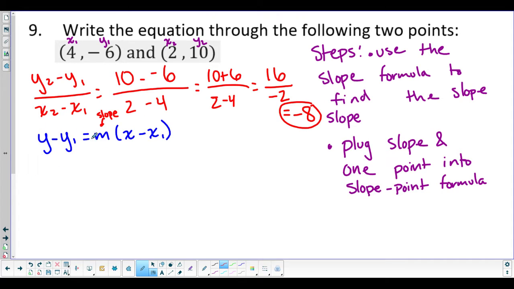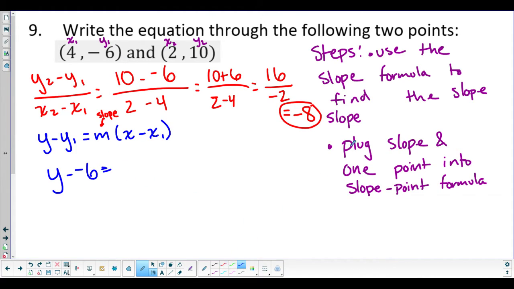And then you leave the y's, the variables without any numbers, like the y1 or just the y and the x. You leave those be, but your y1 and x1 become these numbers from your point. So if I were to plug my point and my slope in, here's what I would get. I leave the y, but I go minus -6. That's from y1.